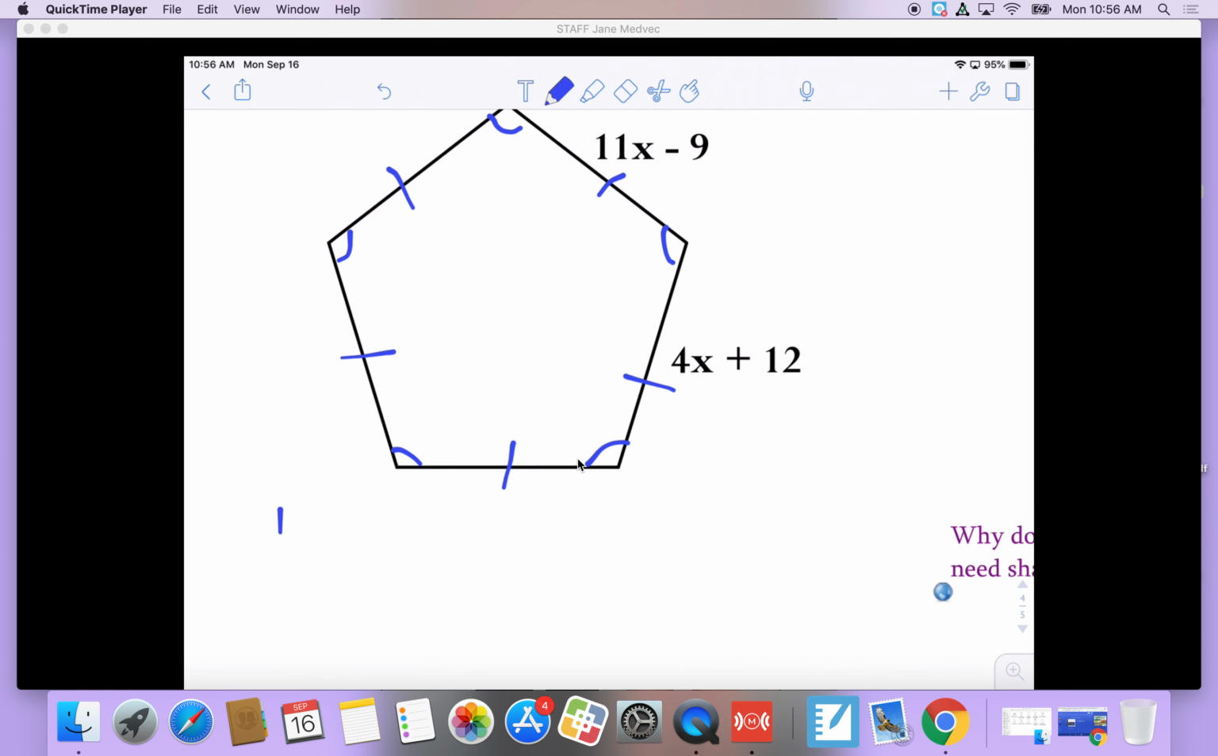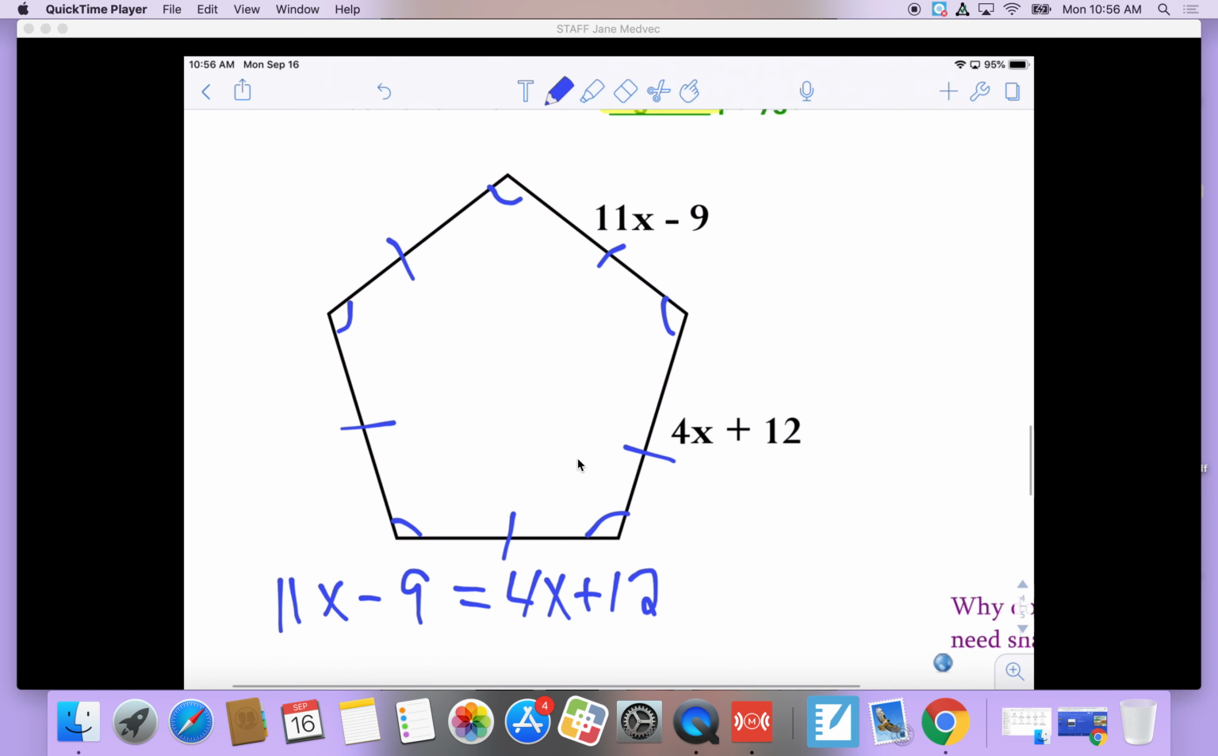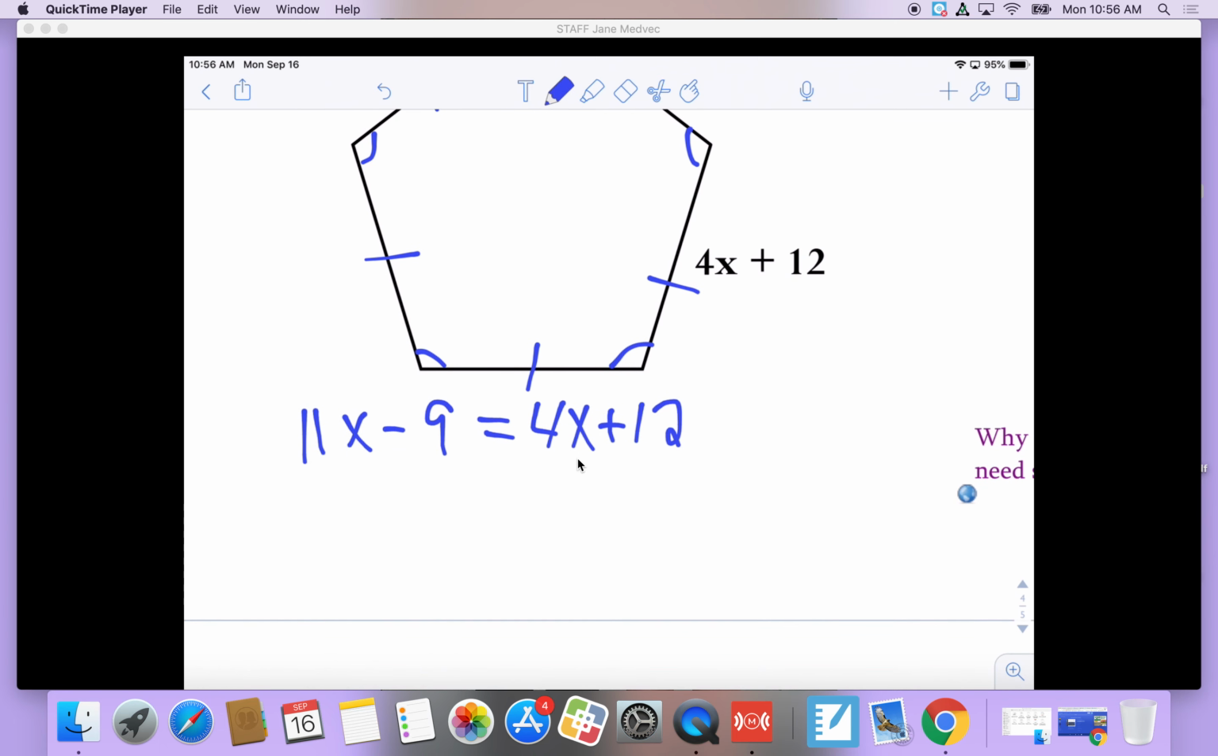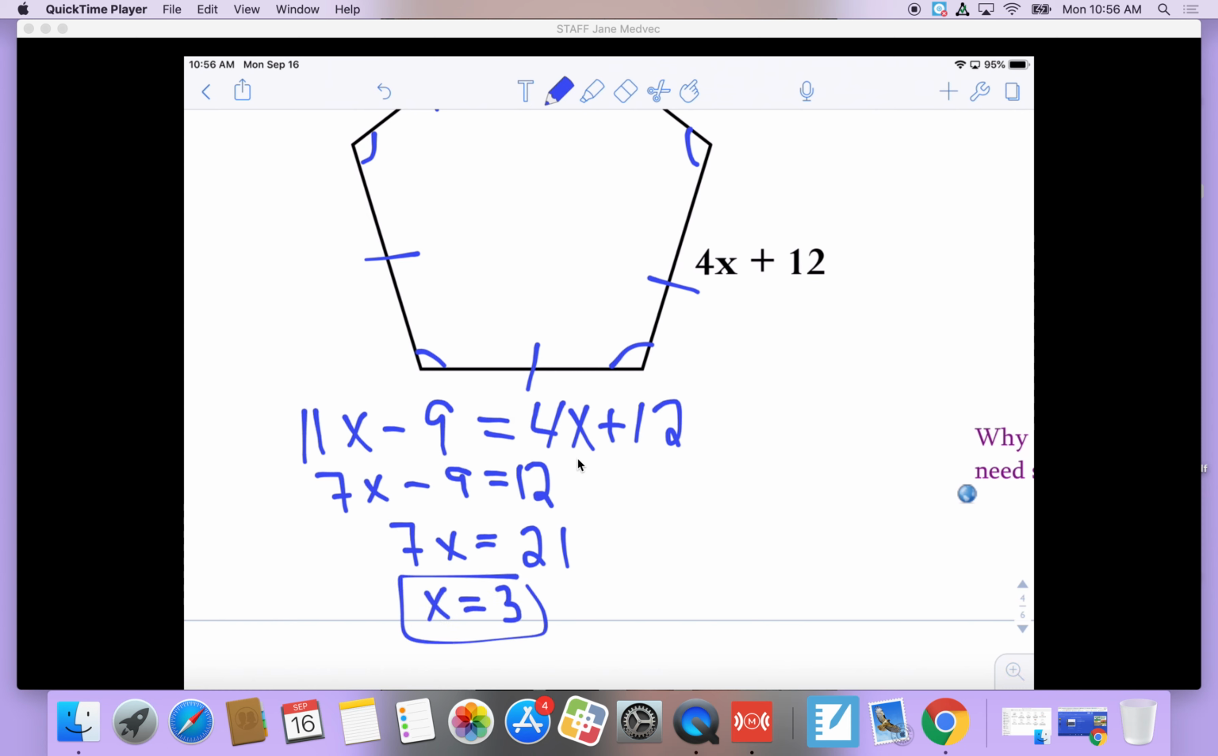So what that means is I'm going to take 11x minus 9, and I'm going to set that equal to 4x plus 12. Because what the problem is asking me to do is solve for x. I can only do this if I know that the sides are the same. So now I'm going to subtract my x's. So this is 7x minus 9 equals 12, I'm sorry. Then I'm going to add my 9, 7x equals 21. Divide by 7, x equals 3. And you'll notice that I answered the question, and that's key.